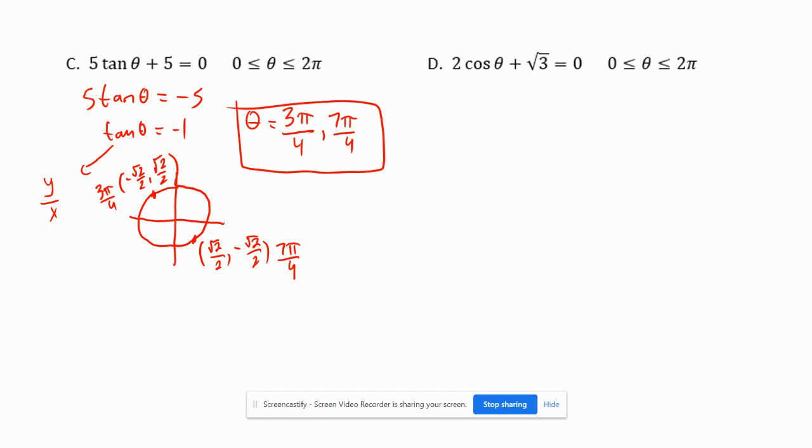Okay, Example D, very similar to some of the other ones we've done. I'm just going to subtract by root 3, divide by 2.